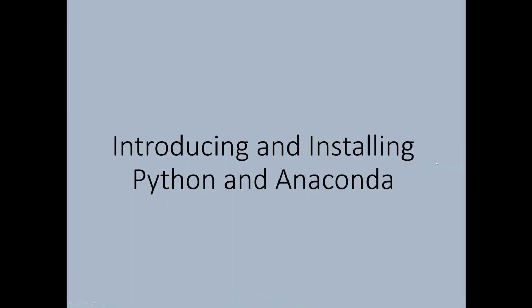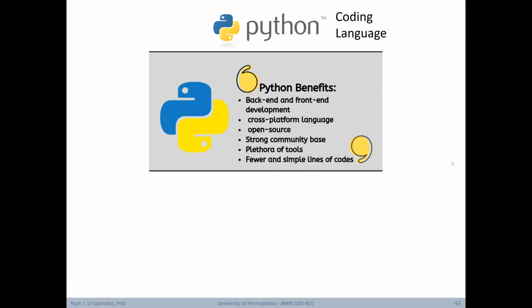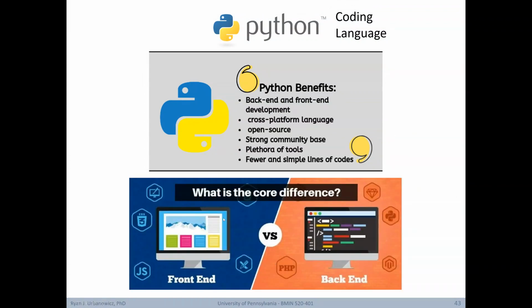Okay, now let's move into introducing and installing Python and Anaconda. So Python is a programming language, a very accessible and largely easy to use programming language. Python has both back-end and front-end development support. And what I mean by that is front-end refers to what the user sees. So it's some sort of user interface where you click buttons or you can scroll or anything like that. It's basically what the human being interacts with. And the back-end is all the code behind the scenes that does all the work.